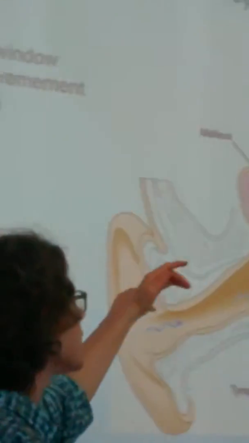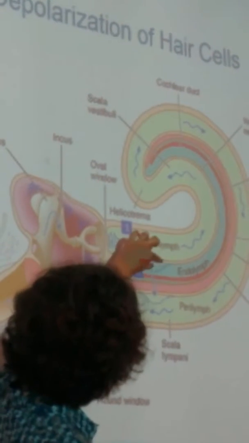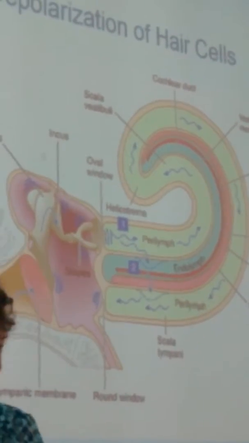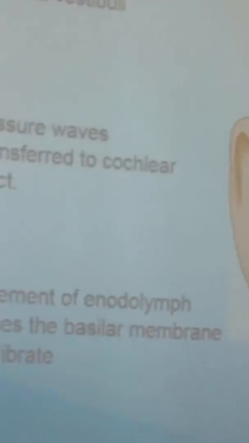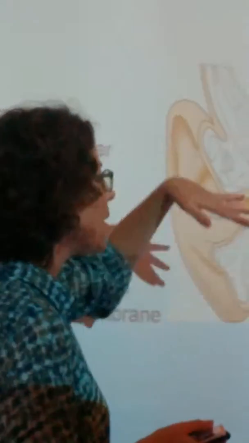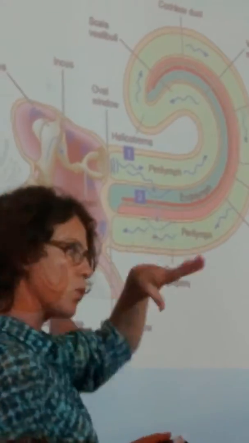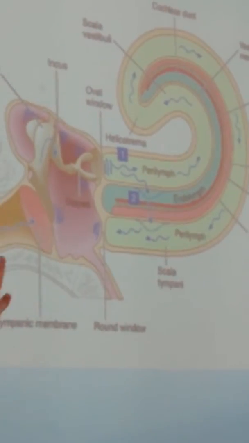Those pressure waves are going to move through this vestibular membrane, which is the roof of the scala media, down into the endolymph. As it moves into the endolymph, it's going to cause the basilar membrane to start to vibrate. So the basilar membrane is sitting down here. That pressure wave, this is a real flimsy, thin membrane, so it just causes it to start oscillating.